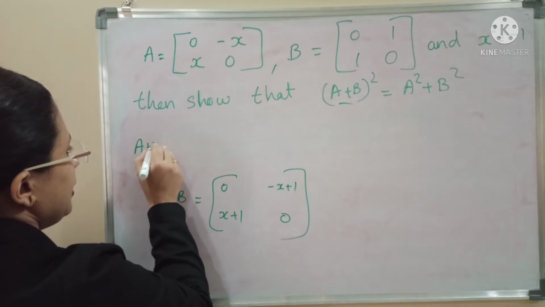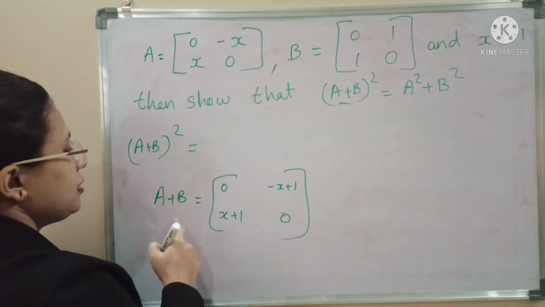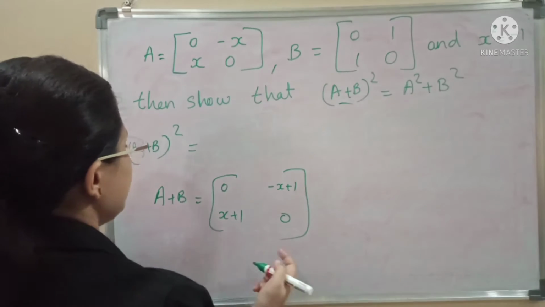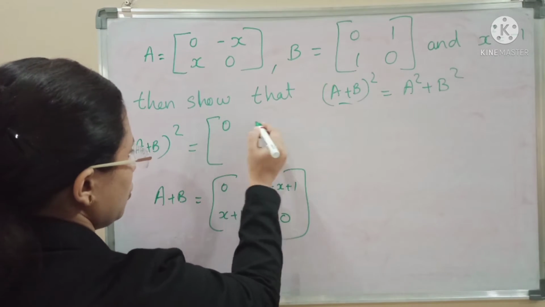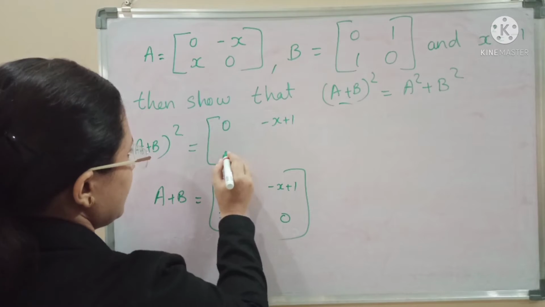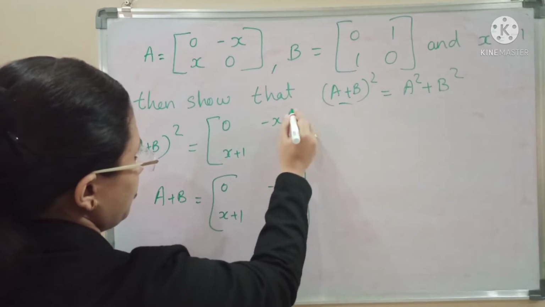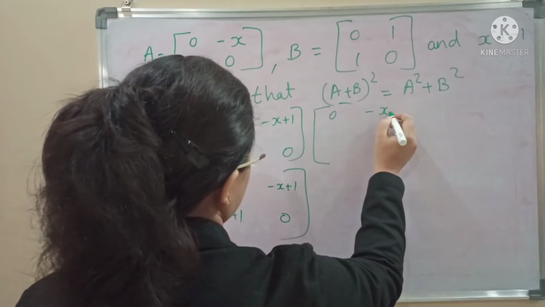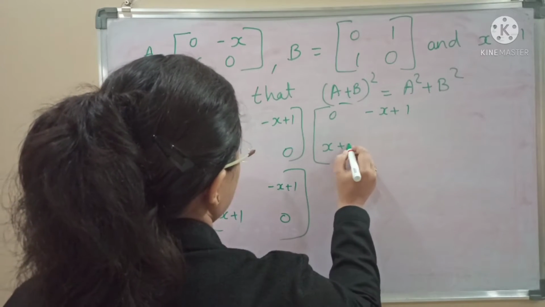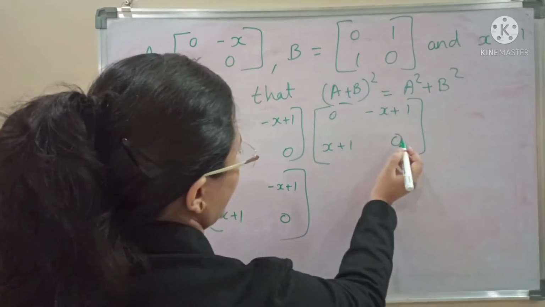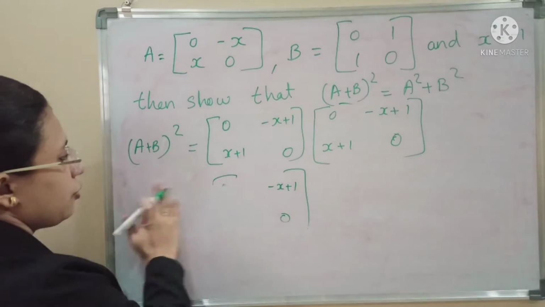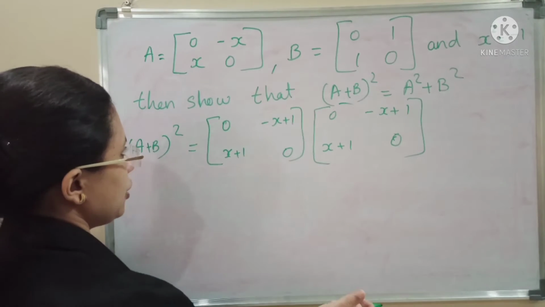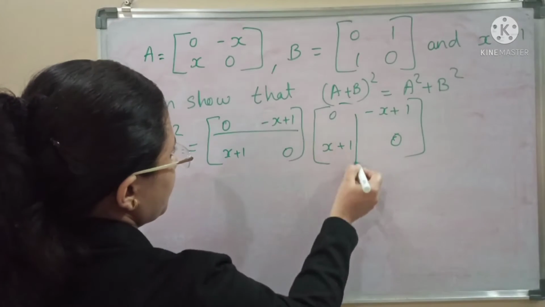(A plus b) whole square, that means multiply the a plus b matrix 2 times, right? So 0, minus x plus 1, x plus 1, 0. Multiply this with the same matrix, 0, minus x plus 1, x plus 1, 0. Okay, I'm just rubbing it off. Now let's do the matrix multiplication. So take the first row, first column.